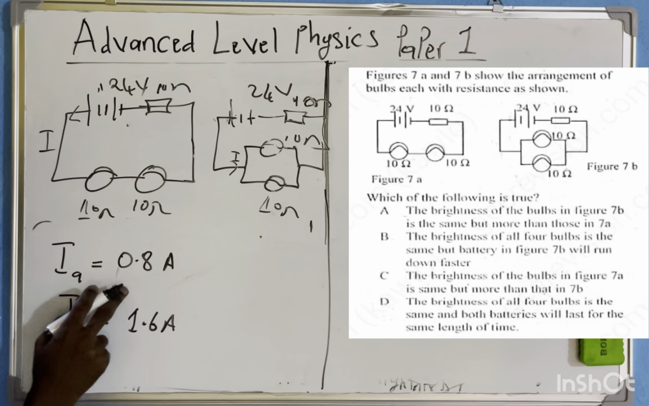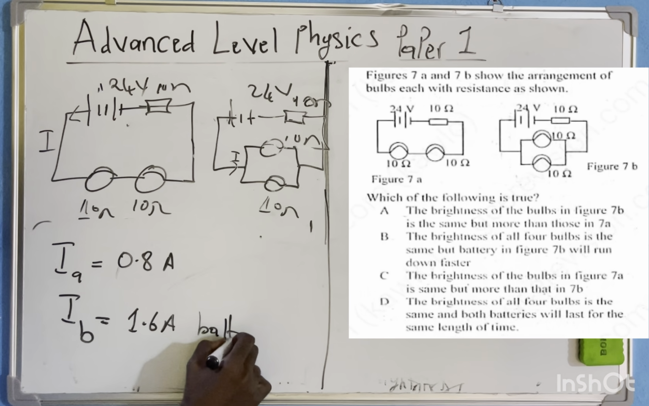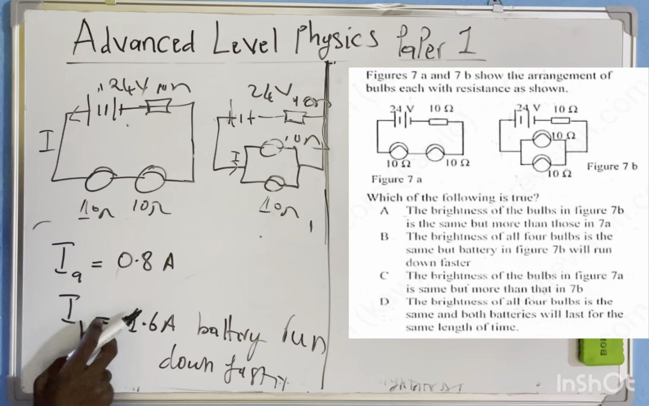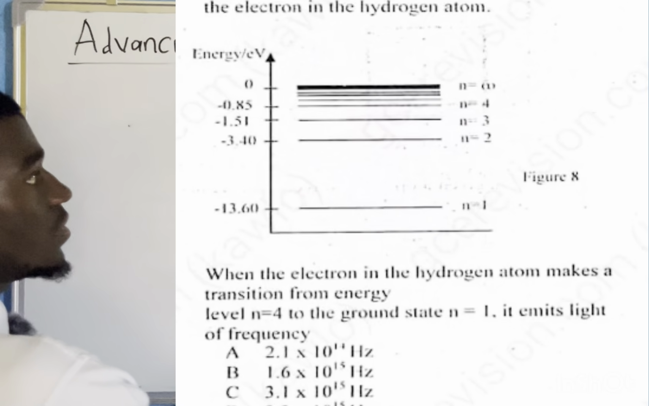So you see that who is delivering more current? B. Therefore, the battery in B runs down faster because it is delivering more current. Okay, I think that one is okay.